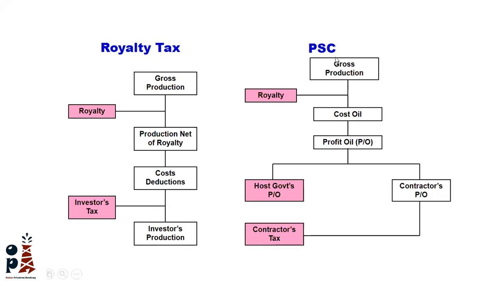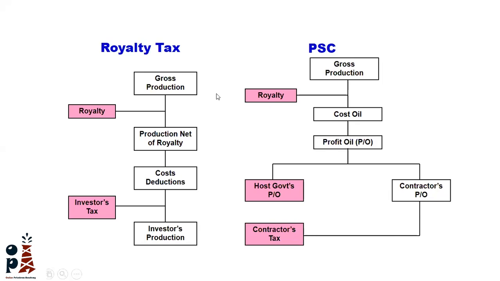If we look at the production share contract, again, after production, the government takes royalty at the first instance, and again we have what we call the cost recovery, where the contractor recovers costs, but with a limit. Then we have what we call the profit oil. The profit oil, again, is split between the host government and the contractor. And the contractor's profit pays the government tax.